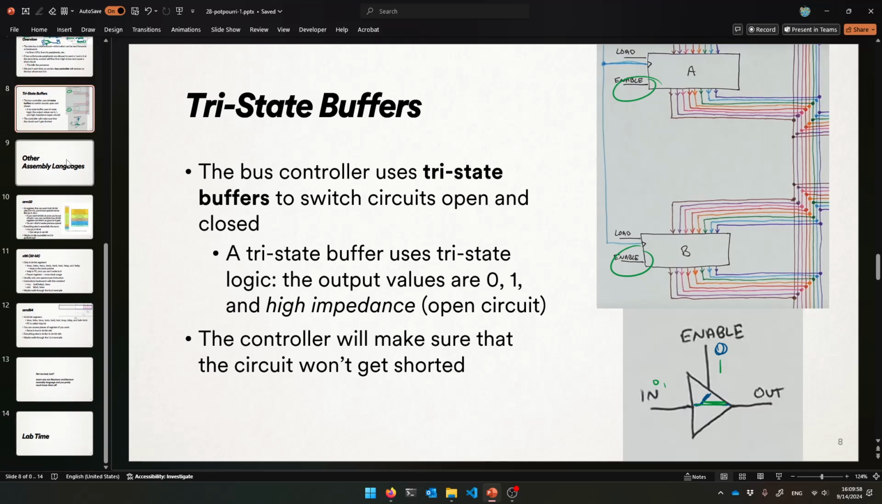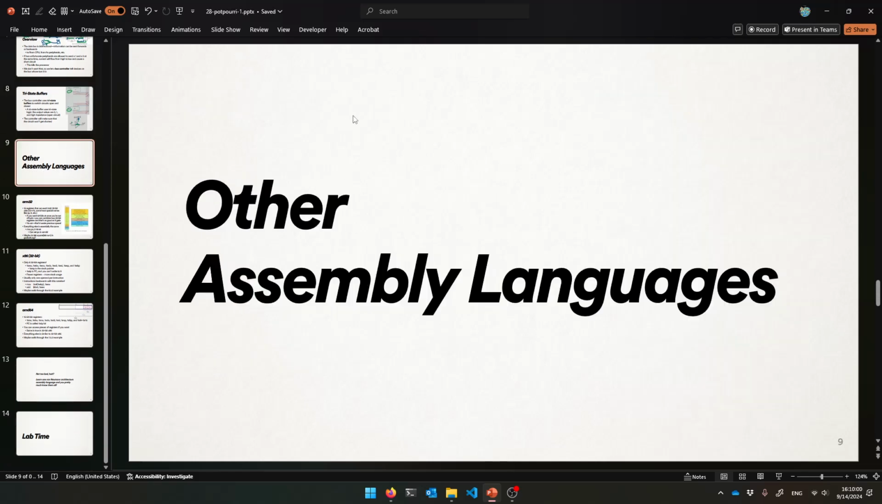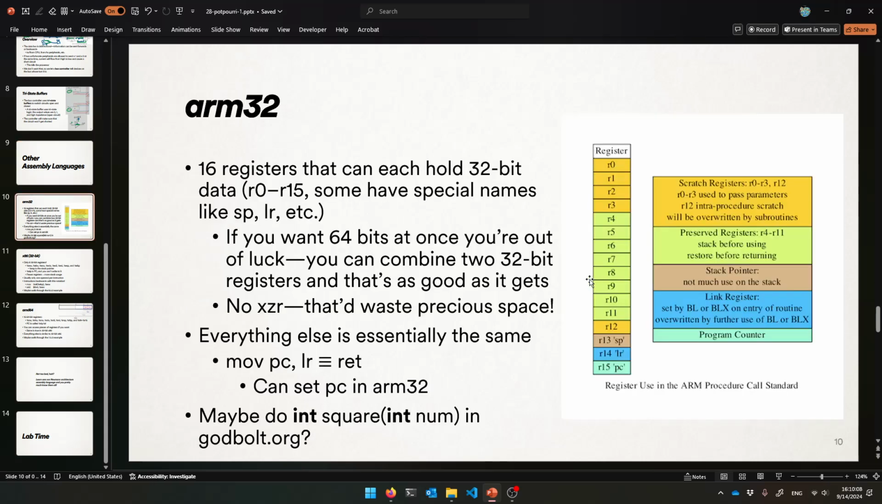I think the last thing that I want to talk about today, it'll take some time though, is other assembly languages, because why not? You've learned one, you should learn the rest. So let's first talk about the closest cousin to what we've been talking about so far. Let's talk about 32-bit ARM assembly. All right, 32-bit ARM assembly. Here's what it looks like.